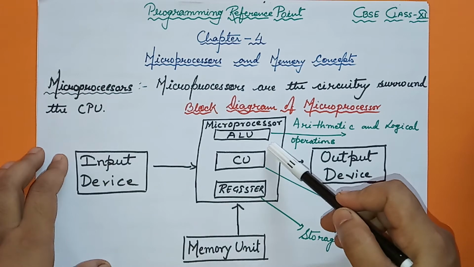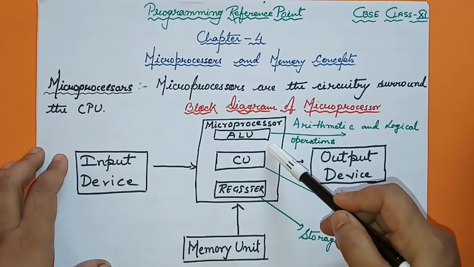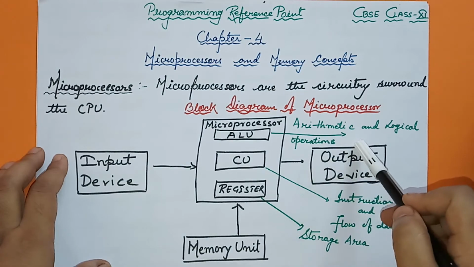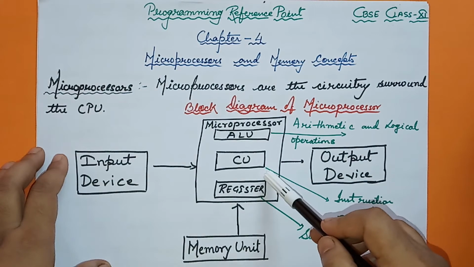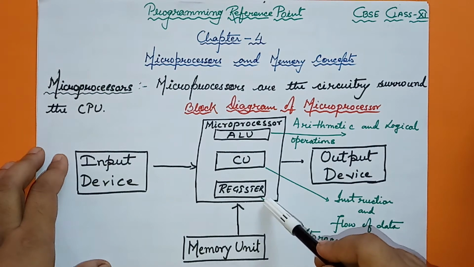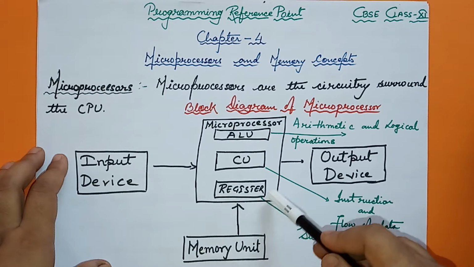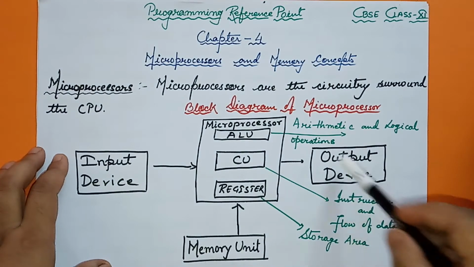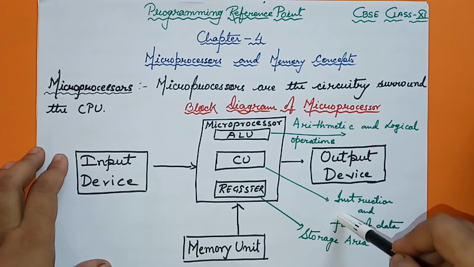ALU, that is the arithmetic logic unit, basically performs the arithmetic and logical operations on the data. CU, the control unit, controls the instructions and the flow of data within the computer. Register: during execution, if the microprocessor wants to store some data on a temporary basis, it stores the data in the registers. So this is the block diagram of the microprocessor.